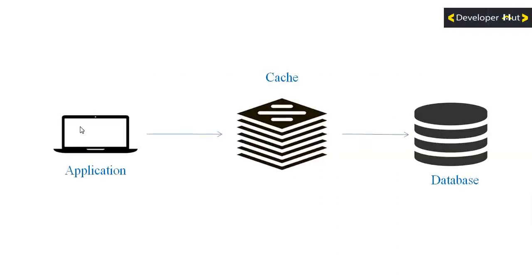So let us first understand what exactly the cache is. Cache is basically some temporary location from where you can move the data a bit faster.